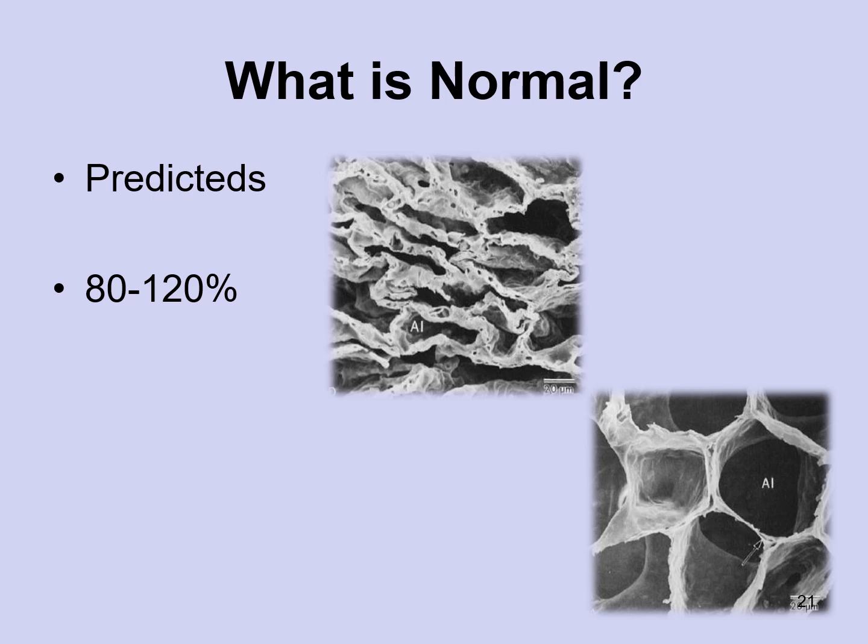So predicteds, they take a group of patients that they studied over many years that are considered normal, and they say for this patient's demographics, anthropomorphic values, this is what they should be in every area. And so how far off they are from the mark, that determines what is called percent predicted.